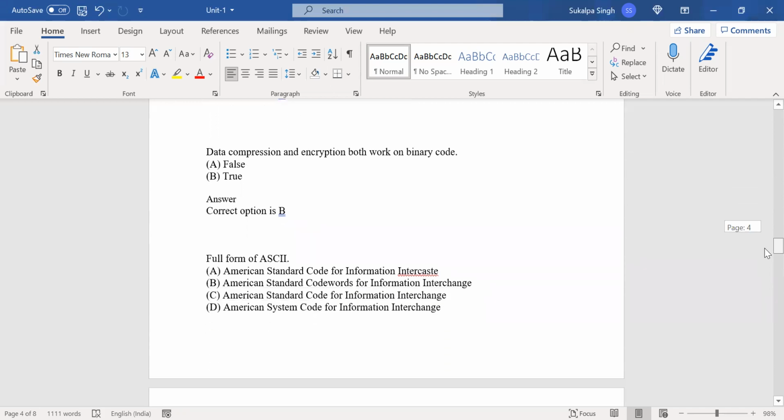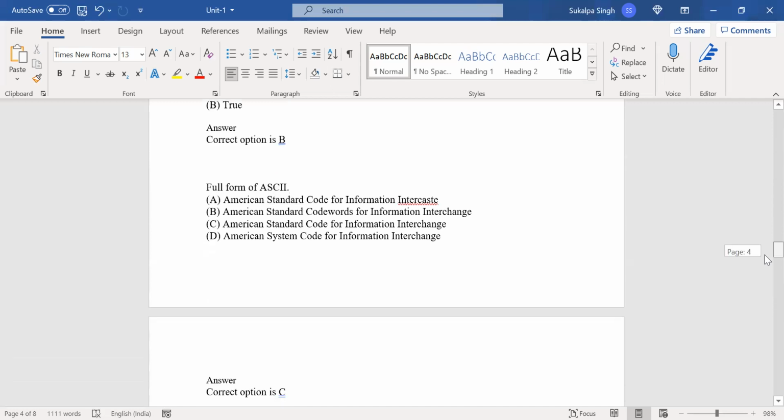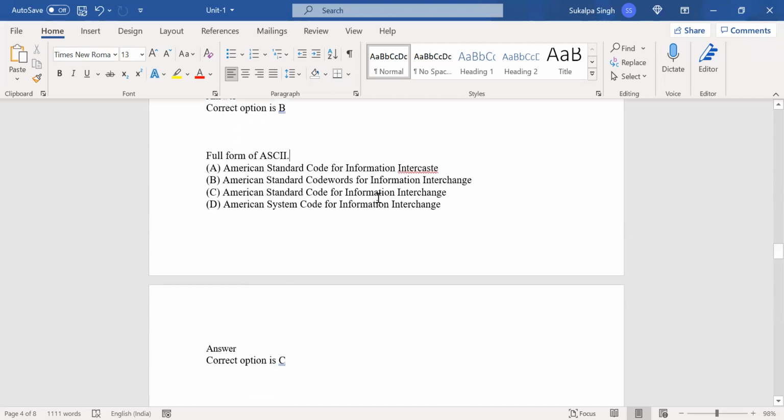Full form of ASCII. So this is, again, a kind of gaining. Suppose if you're studying computer science from the very beginning, you might know the full form of this: American Standard Code for Information Interchange. Sometimes, when you don't focus on this, you miss even simple questions. Here, this is American Standard Code for Information Interchange, and many other options are there, so you may get confused.